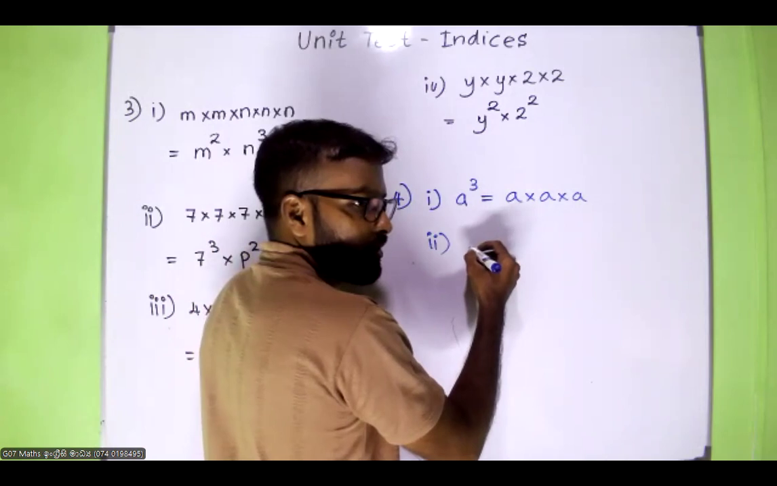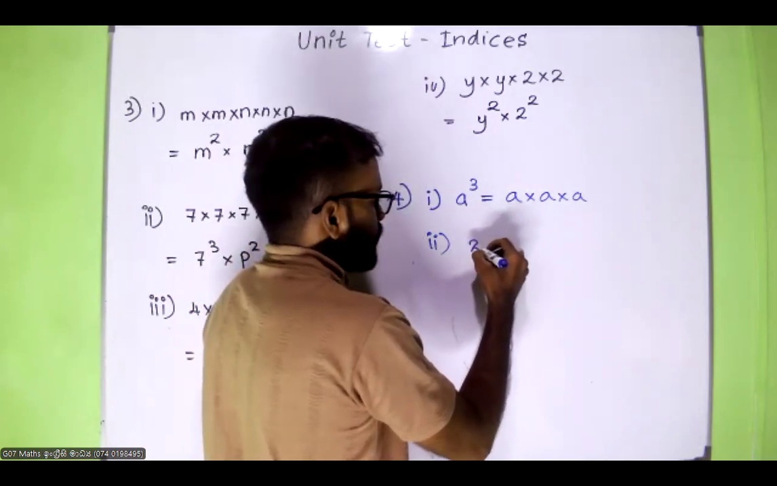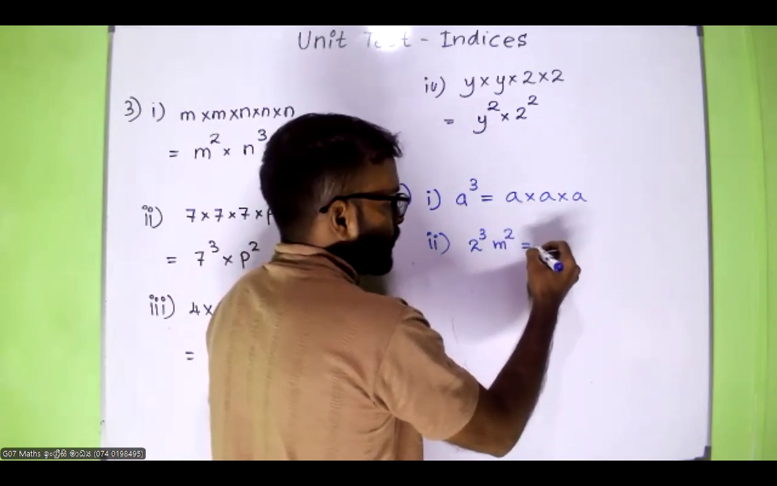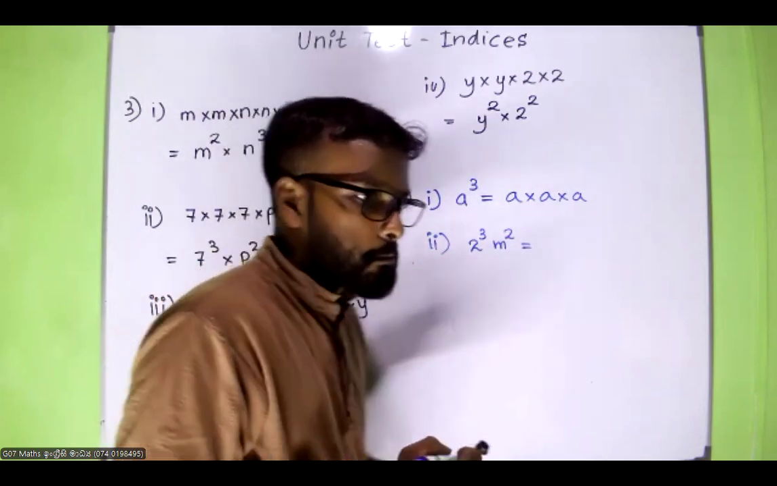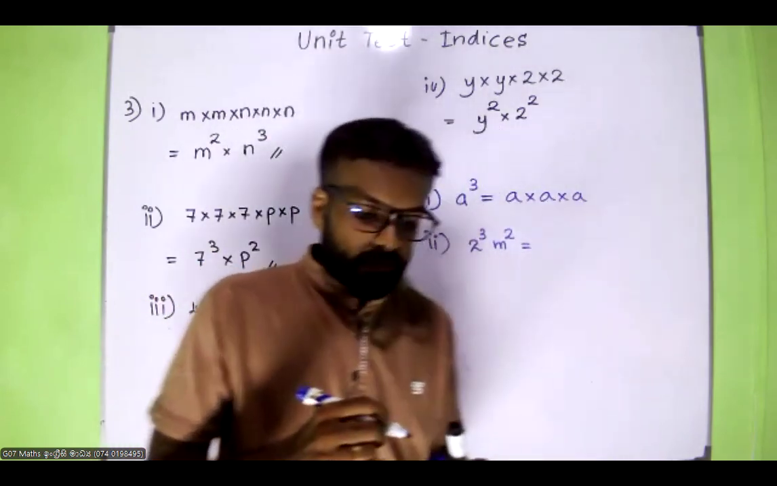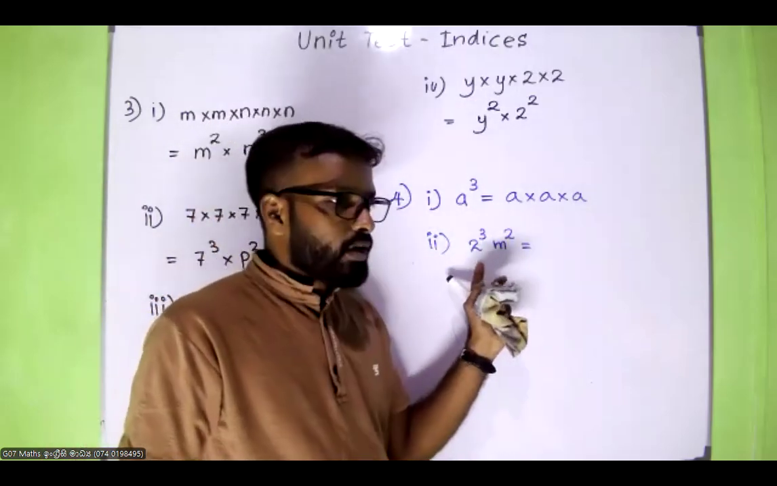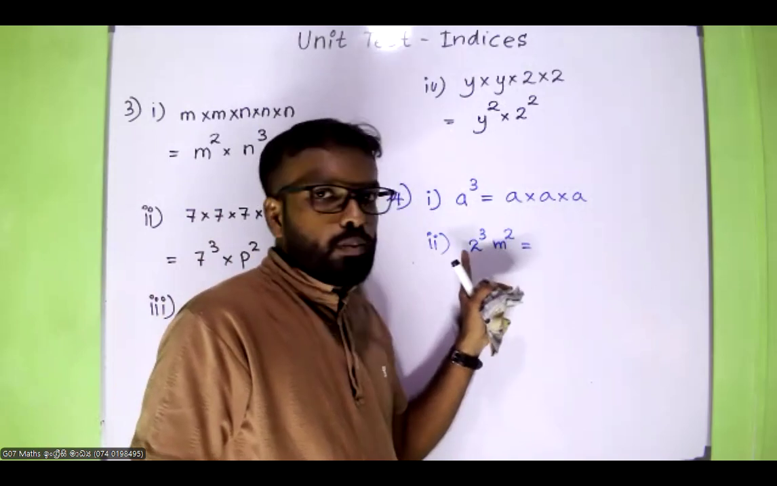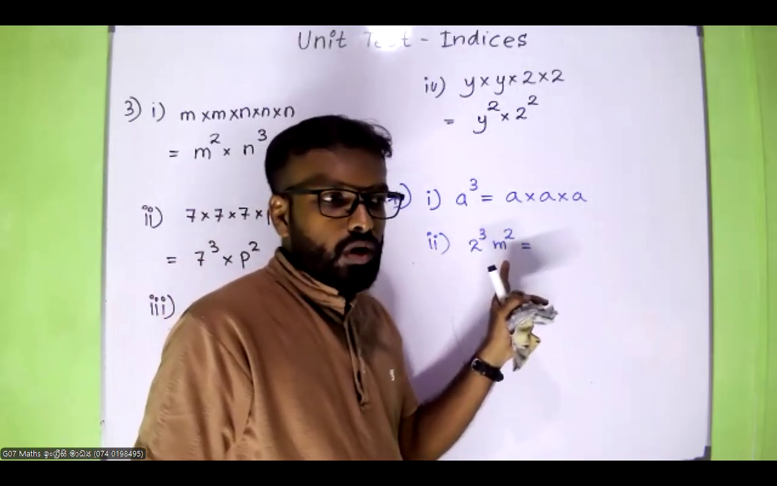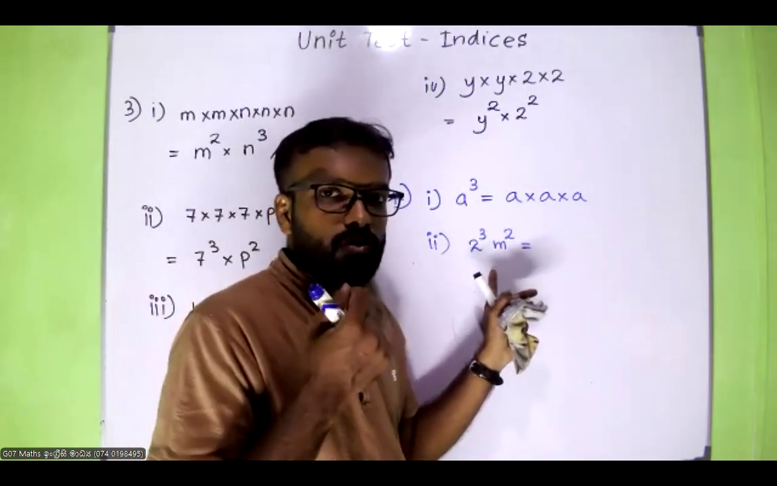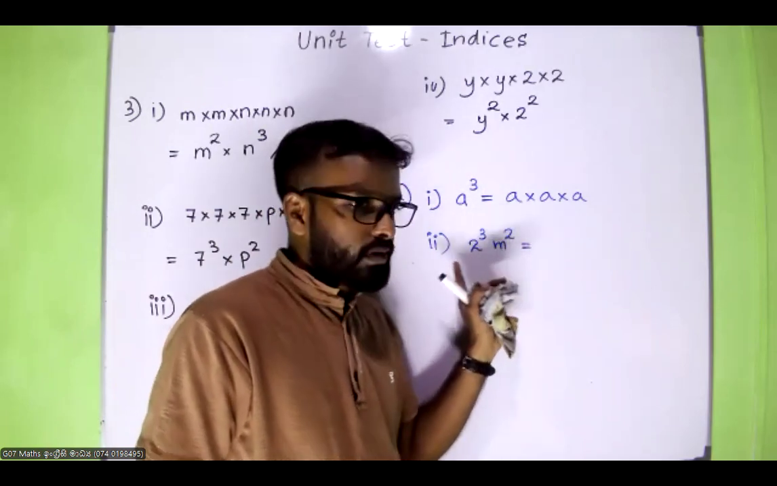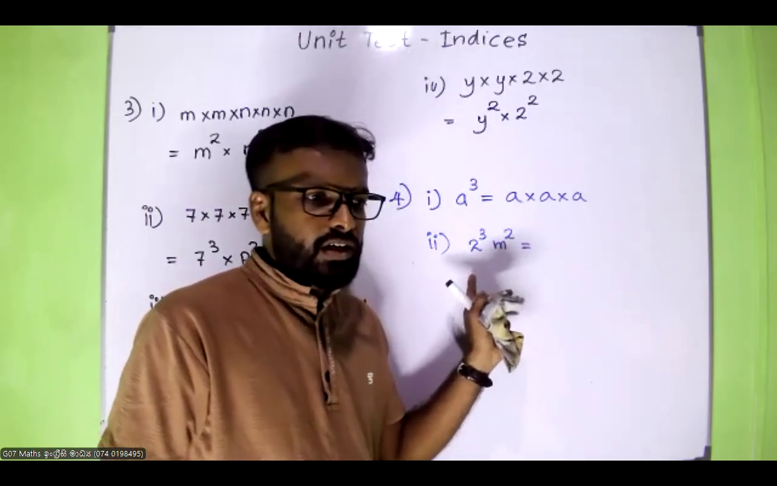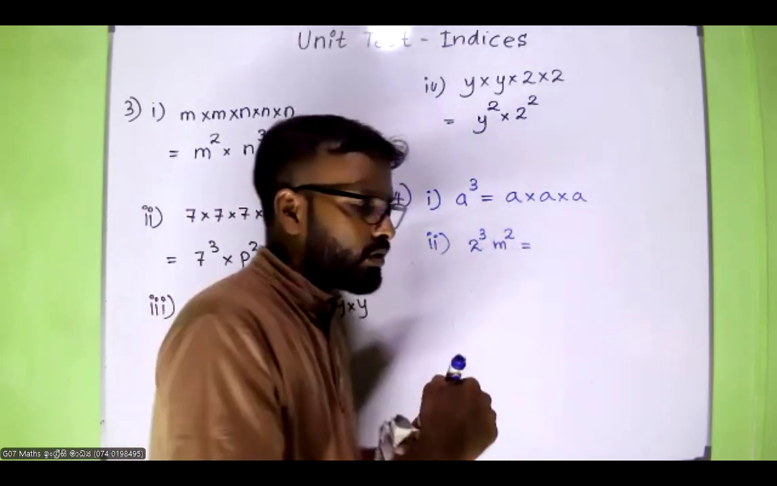Second one: 2 to the power 3, m to the power 2. Vagisha, can you expand this? 2 to the power 3, m to the power 2. I think Vagisha's mic is not working. Until Vagisha is typing this, I will go to the third one.